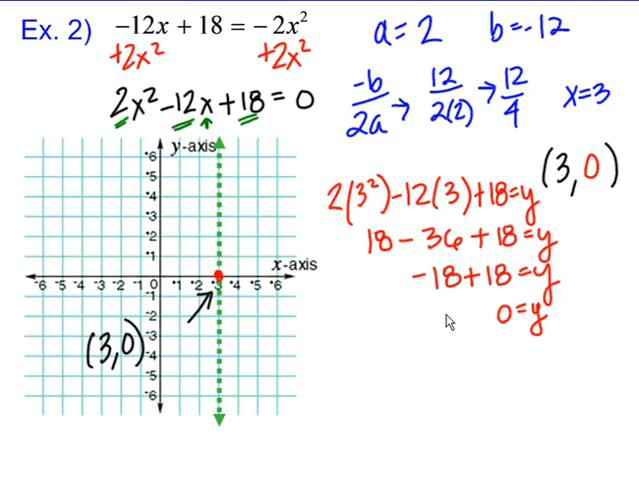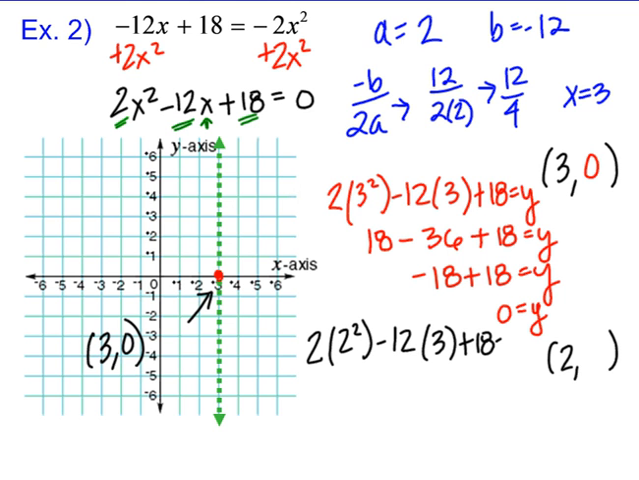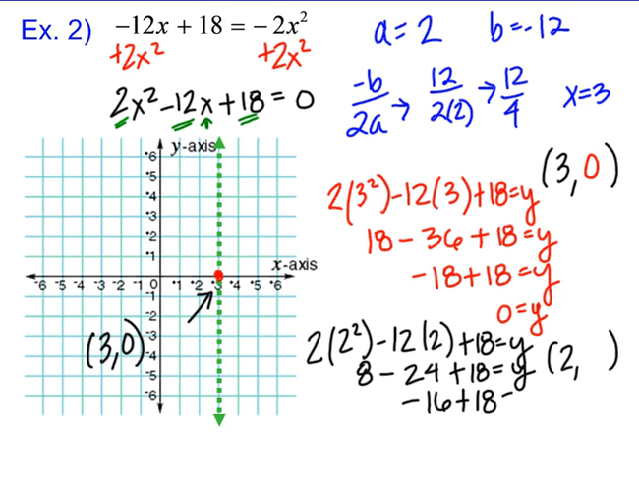So let's throw the number 2 into it and see what's going to happen. So 2 times 2 squared minus 12 times 2 plus 18. Let's find out what that equals. 2 times 2 is 4. 4 times 2 is 8. Minus 12 times, oops, I put a 3 in there. Good thing I caught that. That should be a 2. 12 times 2 is 24. Plus 18 equals y. 8 minus 24 is negative 16. Negative 16 plus 18 is 2.